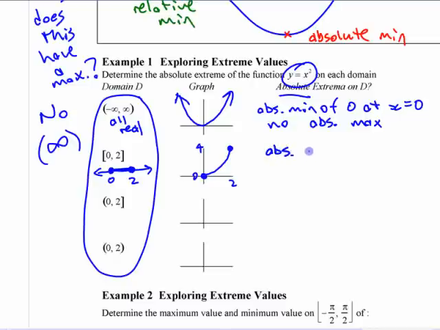Okay, you can write that out. Absolute minimum of 0 and absolute maximum of 4, right? At x equals 2. Okay, if you restrict the domain, then it has a maximum.